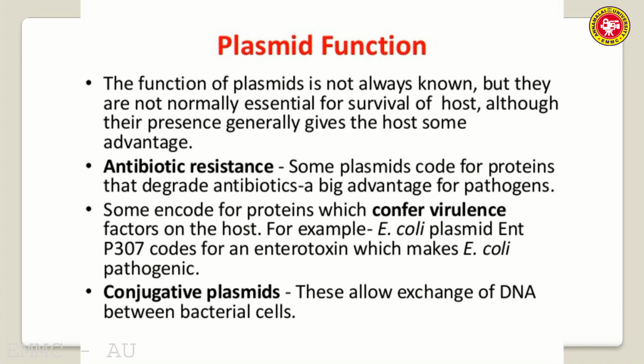Example, the E. coli plasmid P307 codes for an enterotoxin. Enterotoxin is produced by the E. coli, which is pathogenic and causes an enteric infection in human beings.